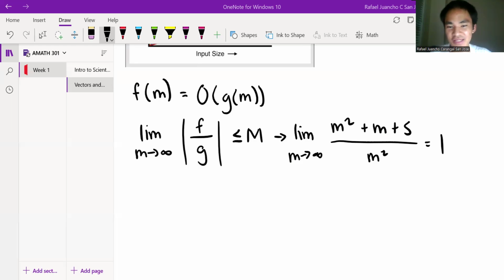Now, what's the purpose of using limits in calculus? Well, it's to compare two functions, f of m and g of m. And we want to ask, is f of m growing no faster than g of m? If we divide, and the result is a finite number, then f of m is big O of g of m. And if the result is infinity, then f of m grows faster than g of m.